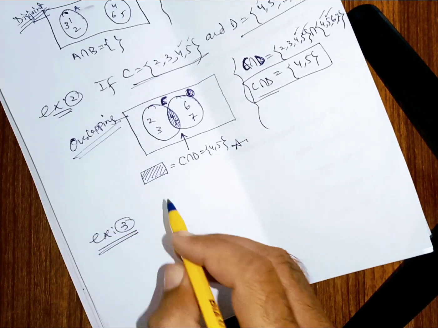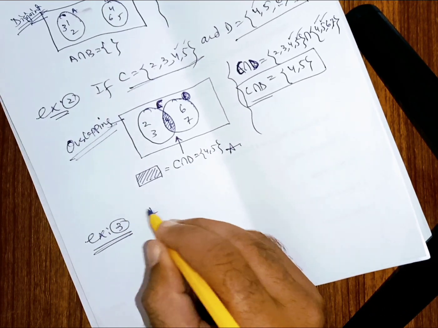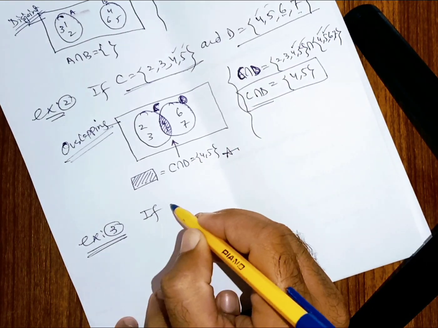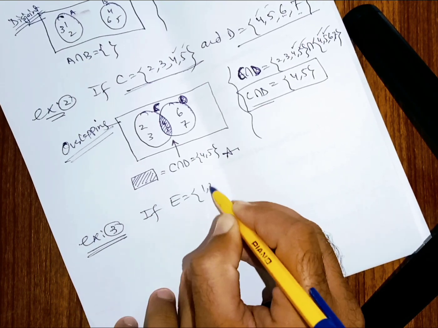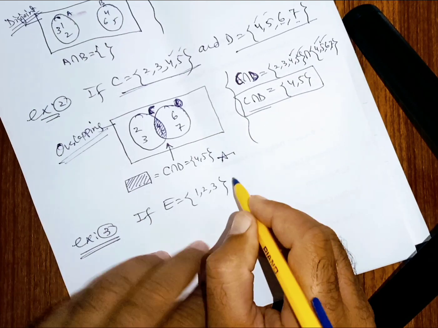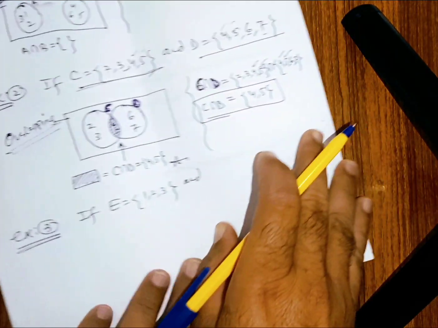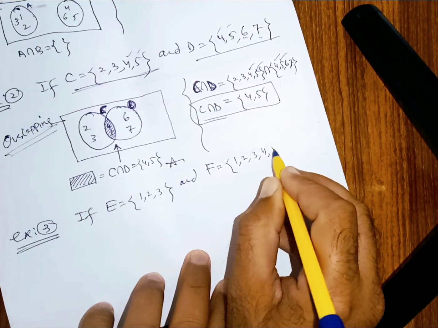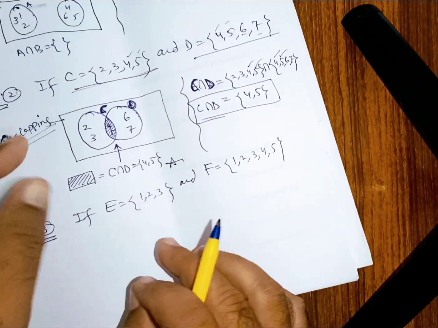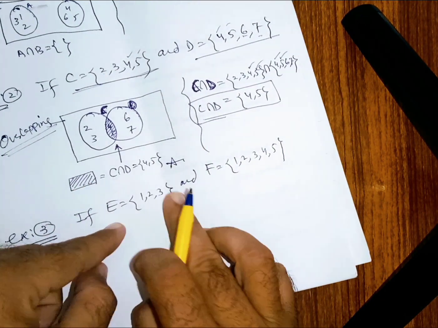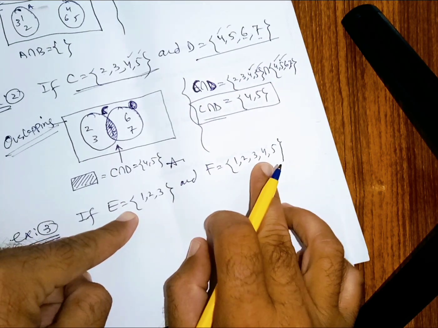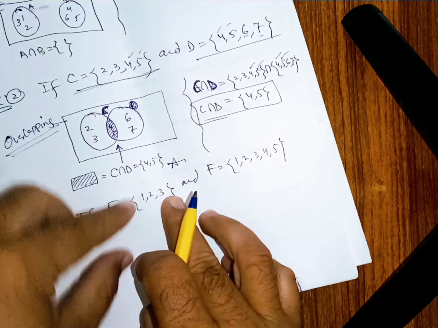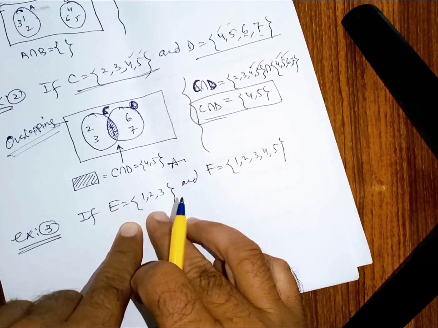The third example is of a subset. For example, I have a set E equal to 1 2 3, and then we have another set F, for example F is 1 2 3 4 5. Now you see that this whole set E is contained in F. That means this one is inside this bigger set. All the elements of E are present in F, so hence E is a subset of F.